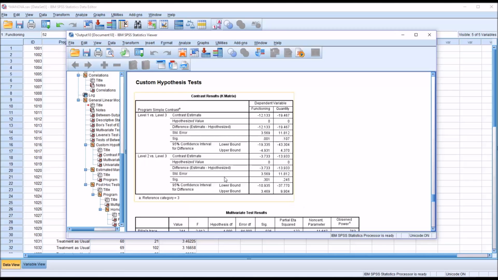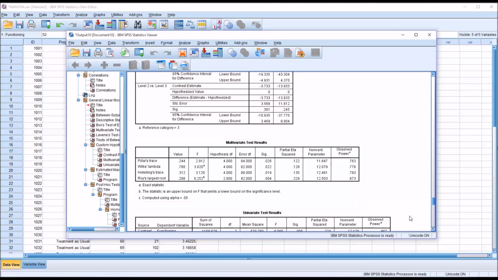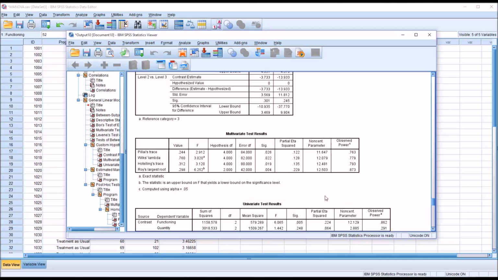Remember, I ran the simple contrast with the reference category as treatment as usual, which you can see it indicates here, the value 3, which is the value assigned to treatment as usual. And you can see between level 1 and level 3, we have a statistically significant difference on functioning, not on quantity. And between level 2, which would be group, and treatment as usual, non-significant result on both. So we have the multivariate test results again here.